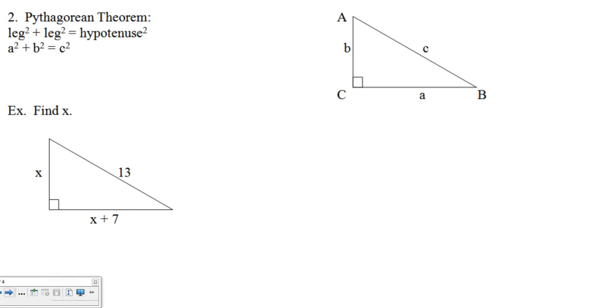Going ahead, we have the Pythagorean theorem. Pythagorean theorem we've had since algebra. This is the leg squared plus leg squared equals the hypotenuse squared, or a squared plus b squared equals c squared. C squared has to be the hypotenuse squared. So at this point, we've spent about 5-6 minutes on solving this triangle in class.